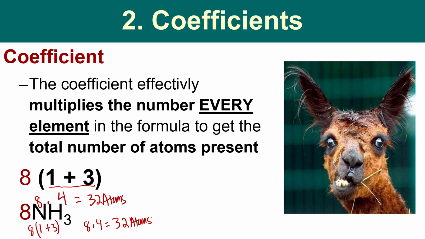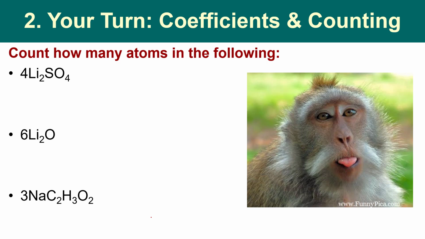So it is important to not only use the bookkeeping skill that we had in the prior segment of this video, but also remember your order of operations in math and what you do with parentheses. So now it's your turn. Let's look at the following formulas and coefficients and count how many total atoms we would have. Pause the video now and then unpause the video when you think you've got an answer.